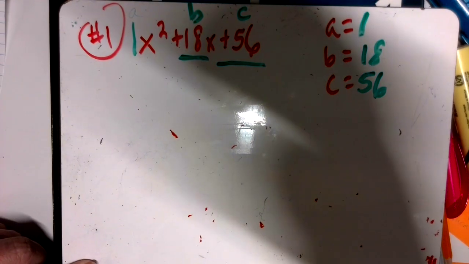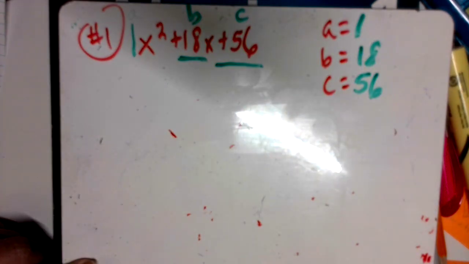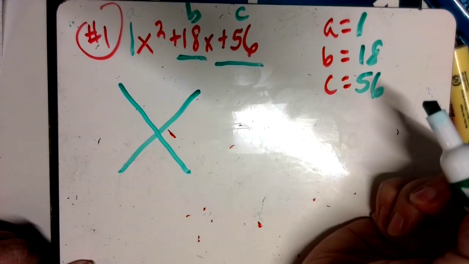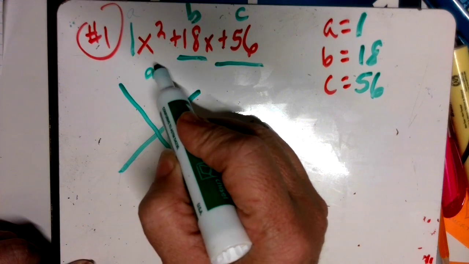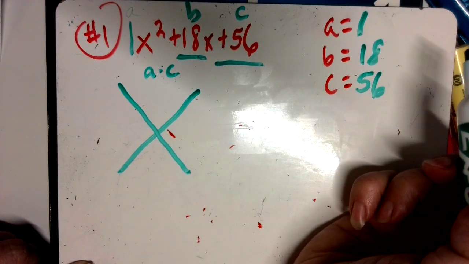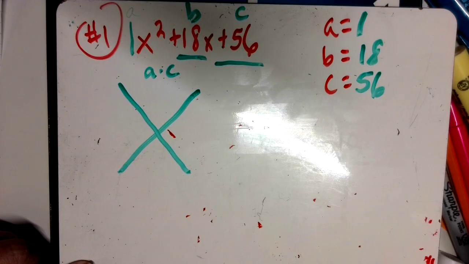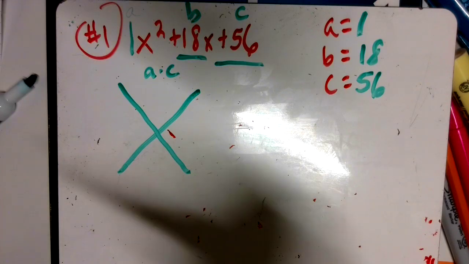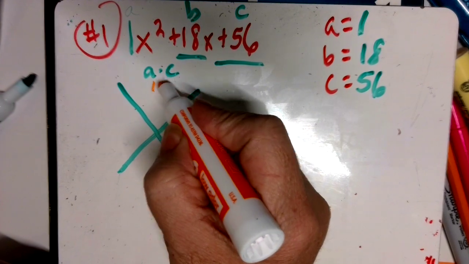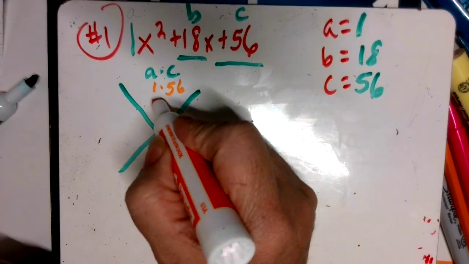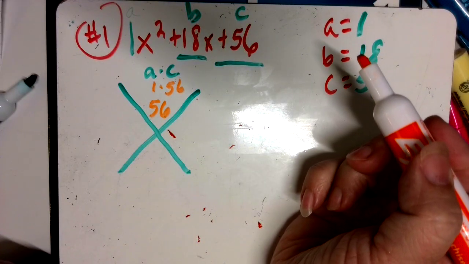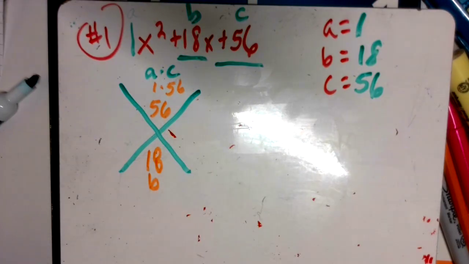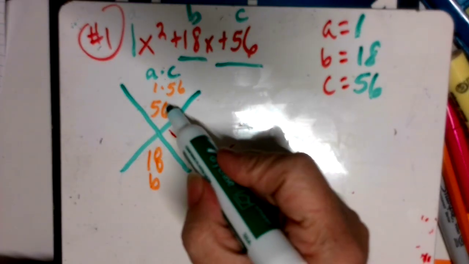I don't know why this keeps going in and out. Okay, next step, let's create our x. The top part, we do a times c. So here a is 1 and c is 56, so 1 times 56 is 56. And then on the bottom here, we write b, which is 18.